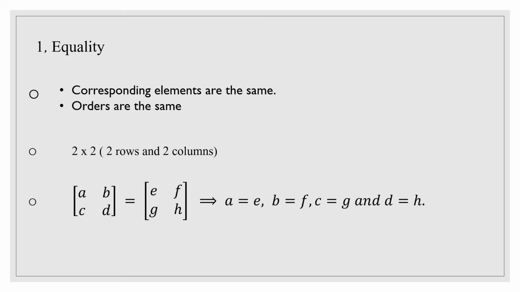So two matrices, say A, B, C, D and E, F, G, H are equal, provided the corresponding elements are equal: A is equivalent to E, B is F, C is G and D is H.